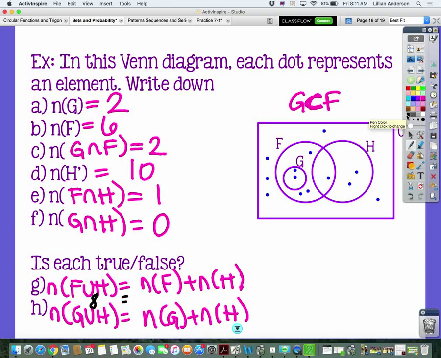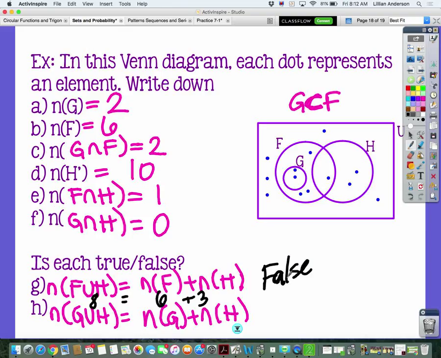Going back to the one at the bottom. The number of elements in F, there were 6 of them. The number of elements in H, you can count, there are 3. 3 plus 6, is that 8? Sure isn't. So this is a false statement.